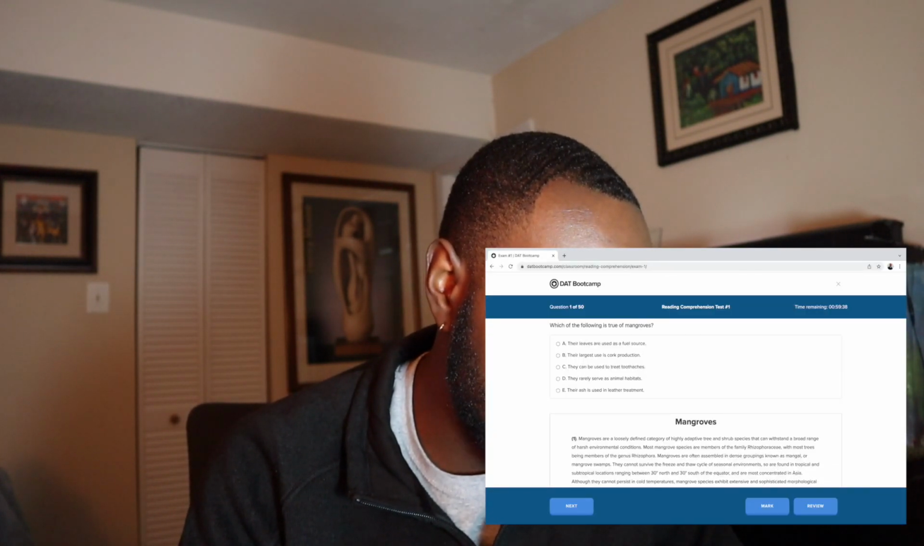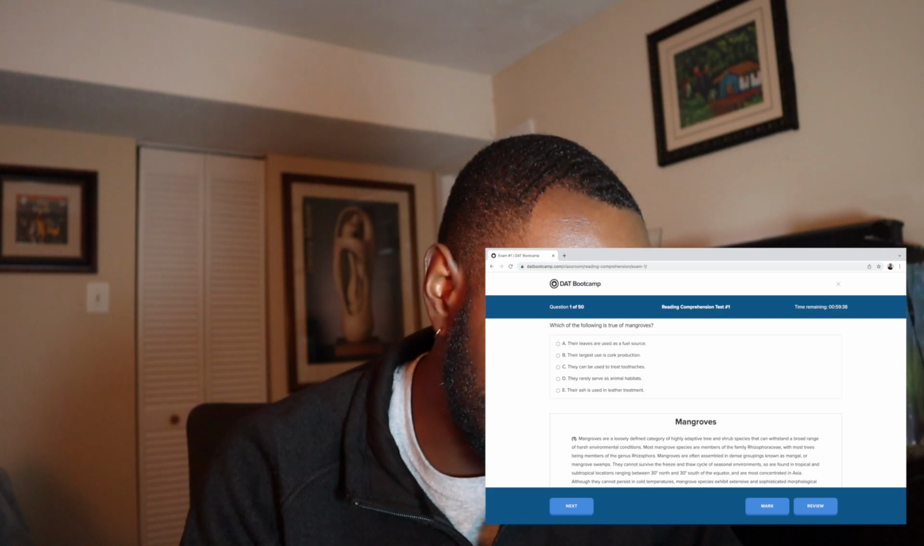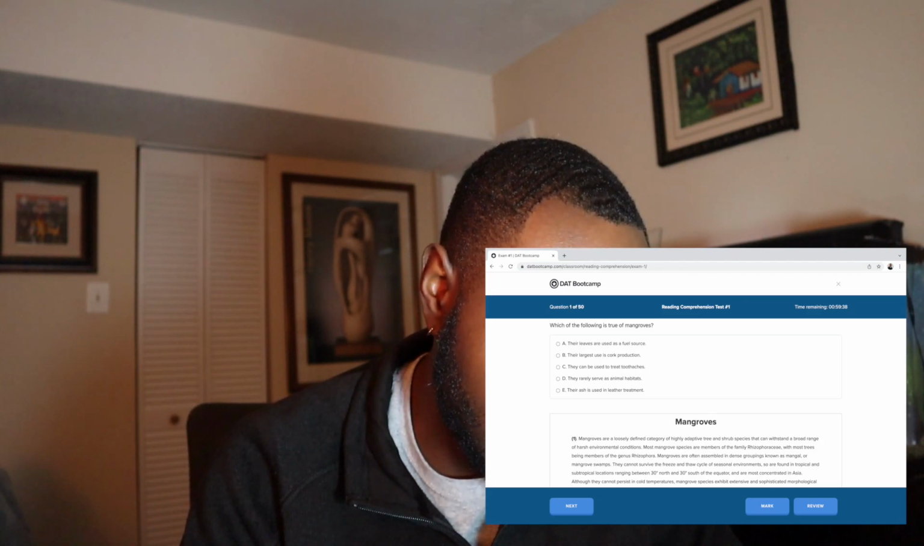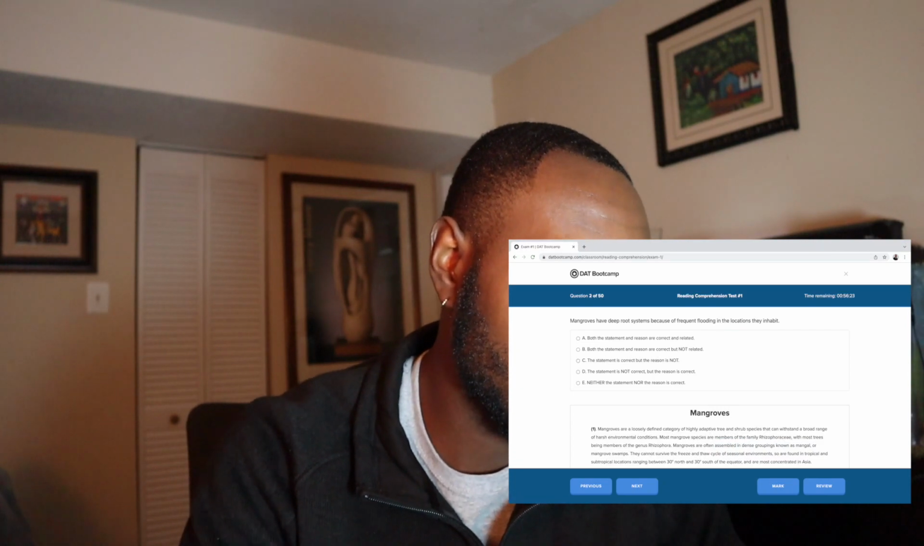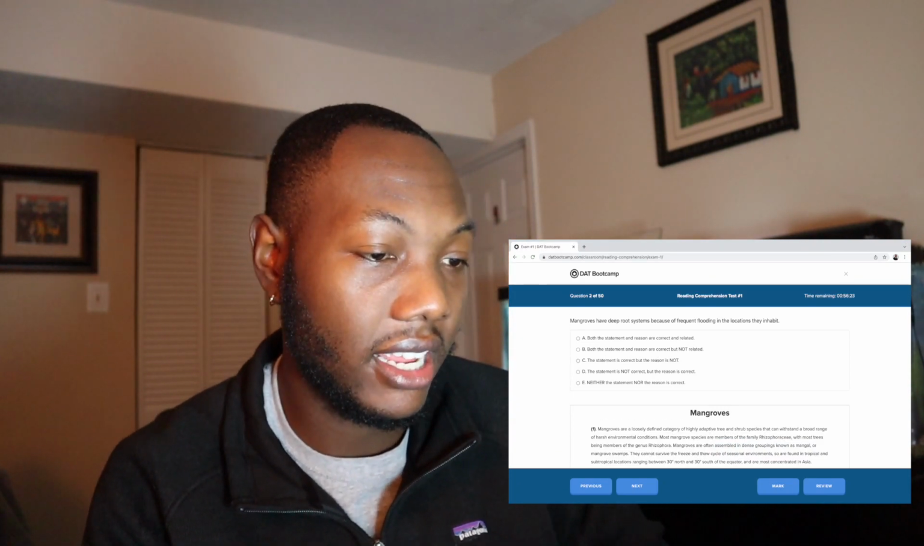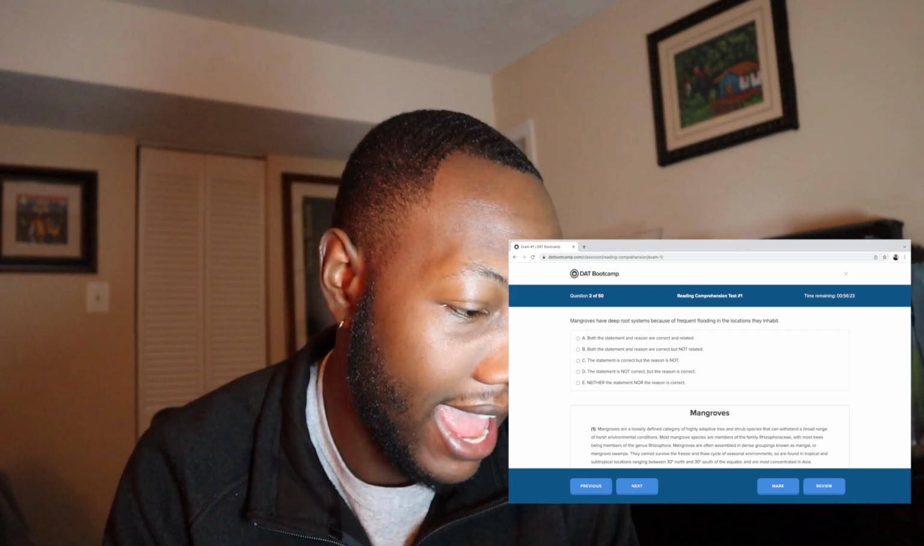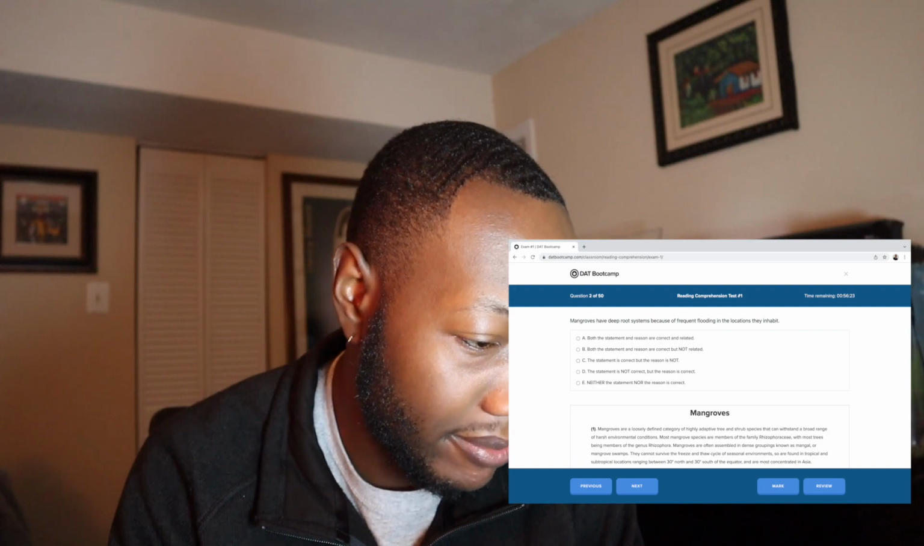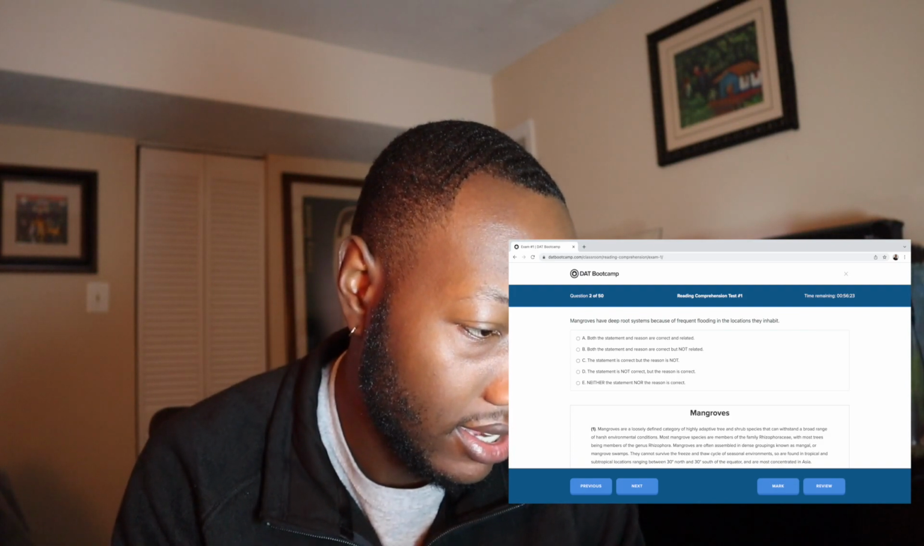Sorry. So C, D, and E. Wait, sorry. C is true. It says they can be used to treat toothaches right here. Mangroves have many medicinal uses. Okay. Mangroves have deep root systems because of frequent flooding in the locations they inhabit. I do remember it mentioning frequent flooding, paragraph 3. Frequent flooding presents another issue for mangroves: when inundated by water, soil oxygen is scarce. Mangroves have shallow root systems to capitalize on shallower soil with a higher oxygen content.